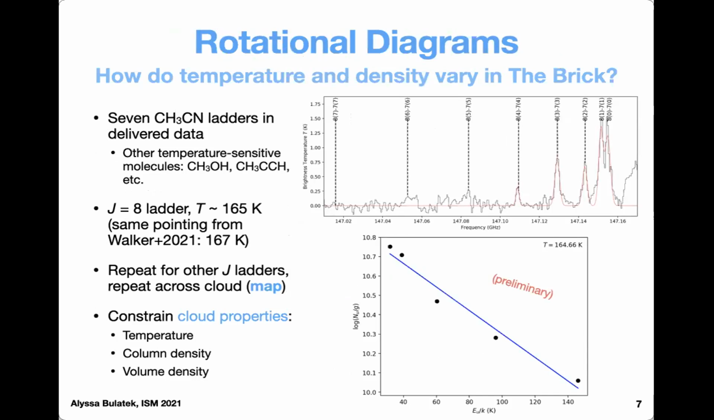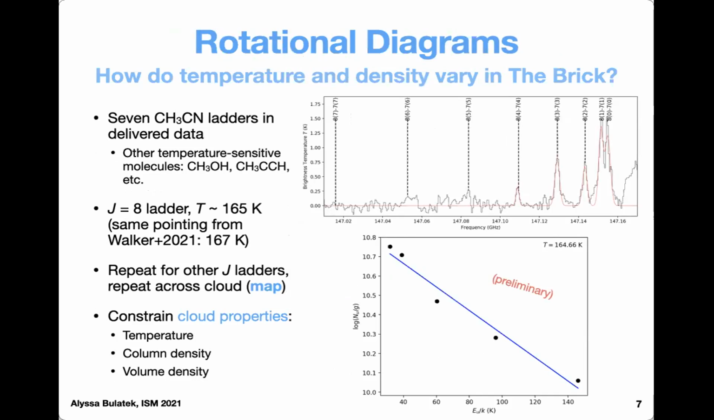So one way we can start to differentiate the regions that trace these 4 different processes that I outlined earlier is to measure the temperature in this region of the brick. And one way to measure temperature is by using a temperature sensitive molecule like methanol or methylacetylene or methylcyanide. And we happen to have 7 methylcyanide ladders in our delivered data so far.